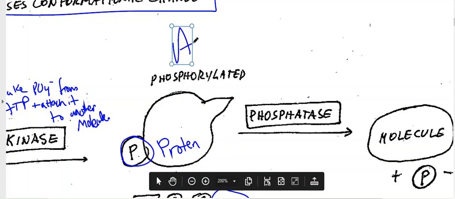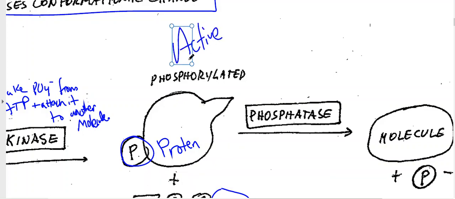And that means this molecule is active. It's ready to do work. It's ready to do something, right? There is a shape change. Delta for change, shape change, which means this is a functional active molecule. Remember, everything in biology is based on shape.